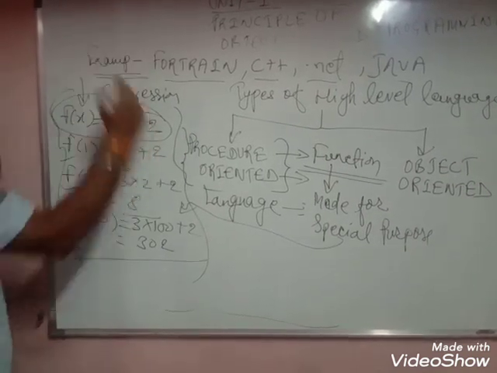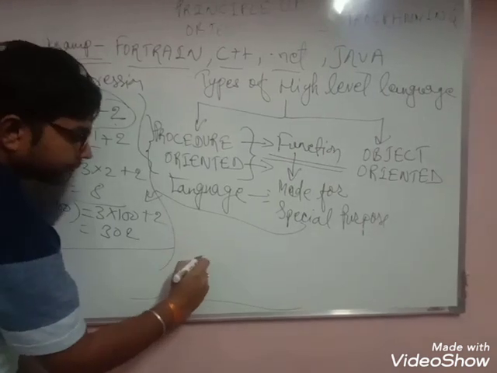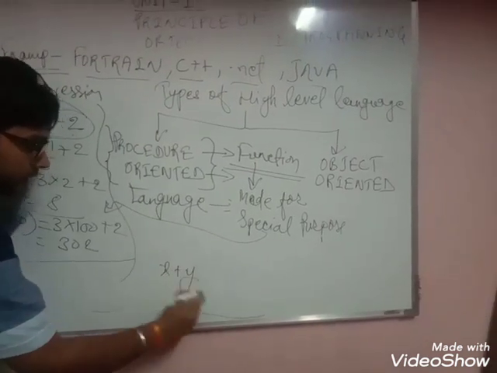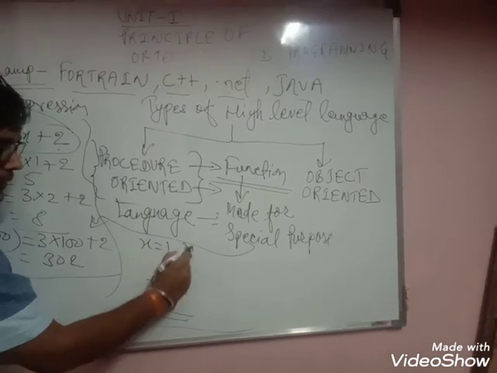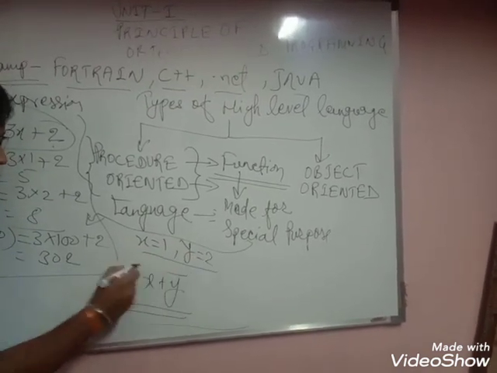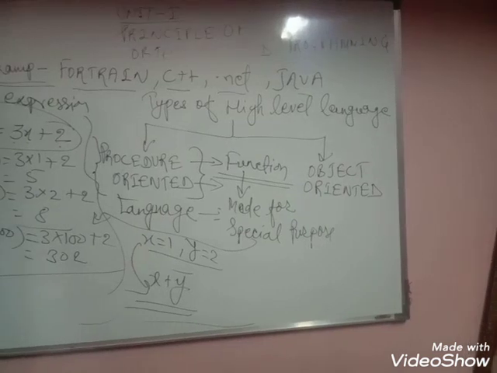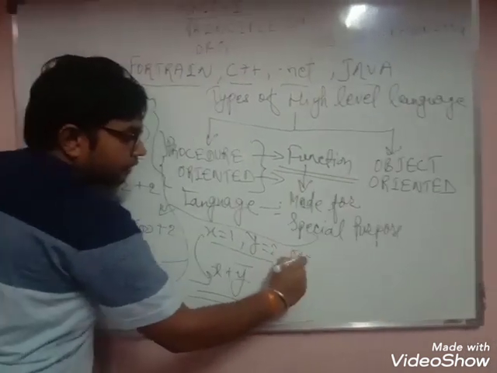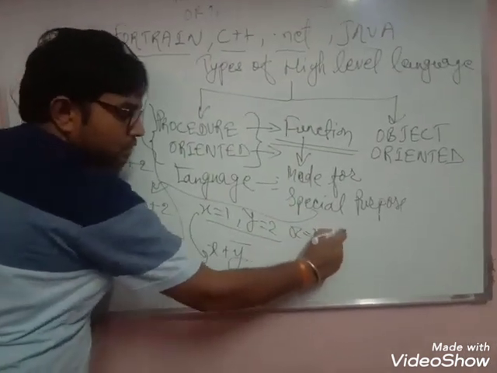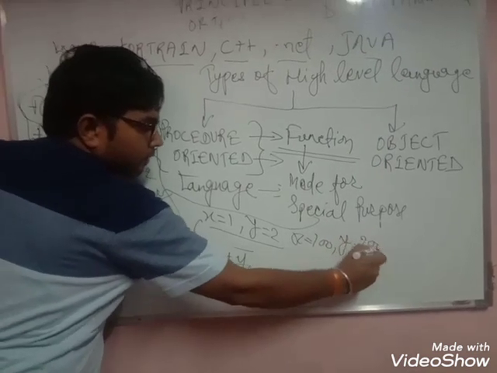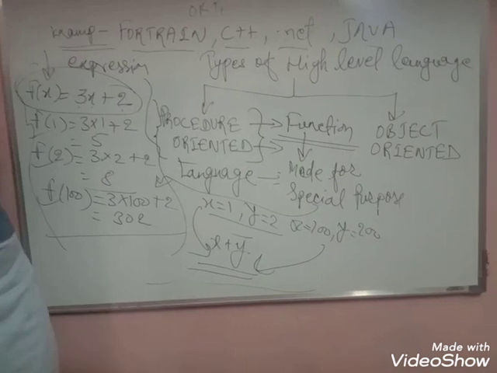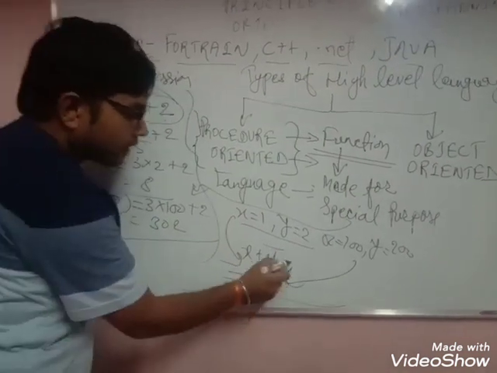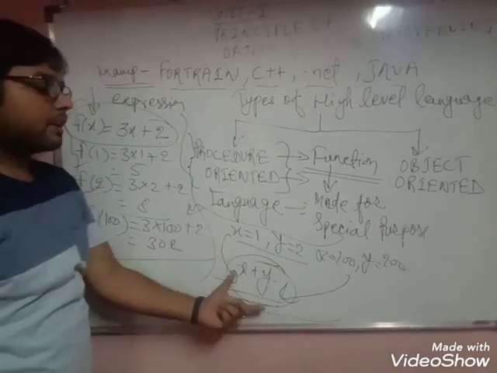One more example of that. If I write x plus y, this is also an expression. I put x equals 1 and y equals 2. It gives the addition value of x and y. I put the value of x equals 100 and y equals 200. Then also it gives the value of addition of these two. So this is called a function. The working of this function is only for addition.